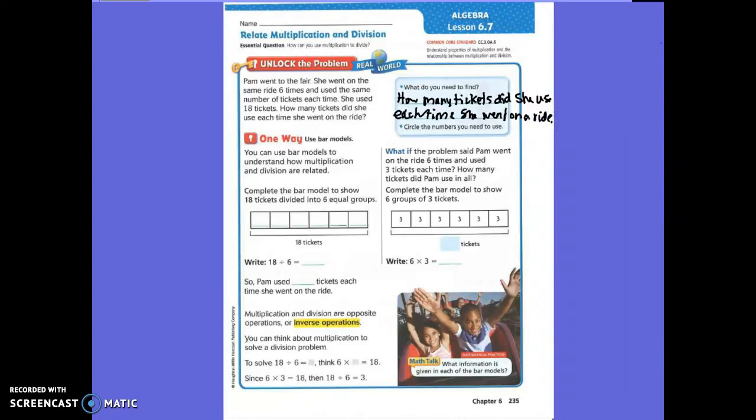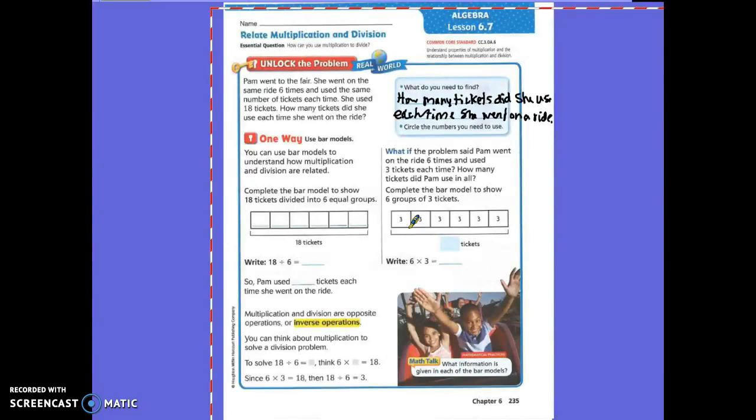All right, let's use one way to find this answer. They said one way you can find the answer is using a bar model. You can use a bar model to understand how multiplication and division are related. It says complete the bar model to show 18 tickets divided into 6 equal groups.